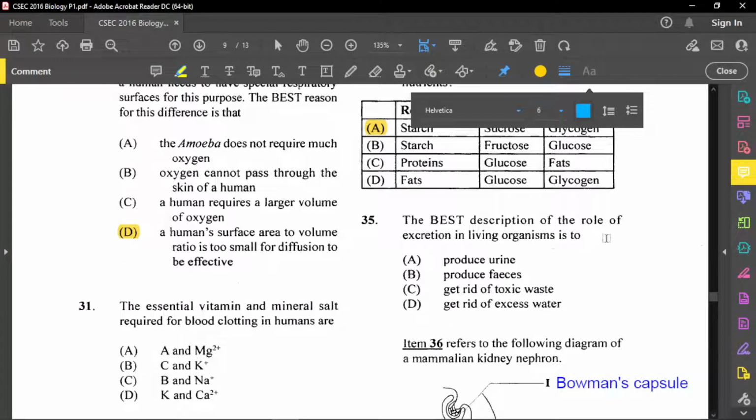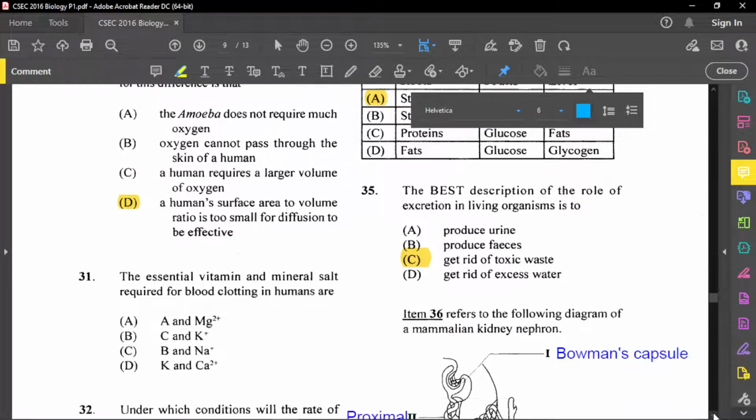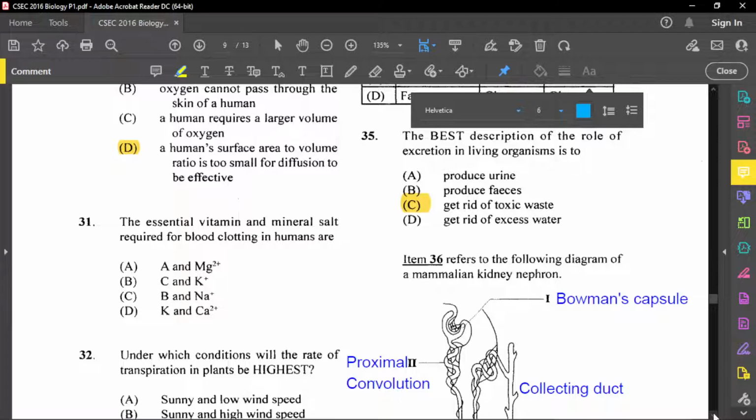It said the best description of the role of excretion in living organisms is to do what? Get rid of toxic waste. As I look at this, I see the answer. Yeah, we know that. We get rid of toxic waste for excretion, or we will call it metabolic waste. So it's metabolic waste or toxic waste, whichever one you want to refer to it as, no problem.